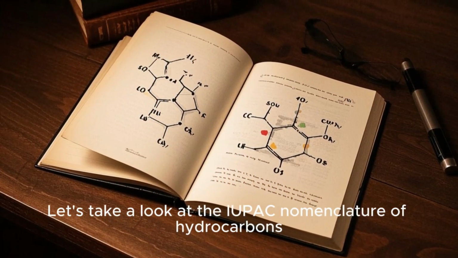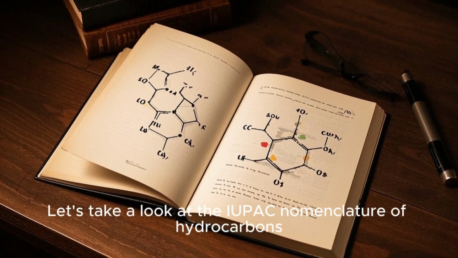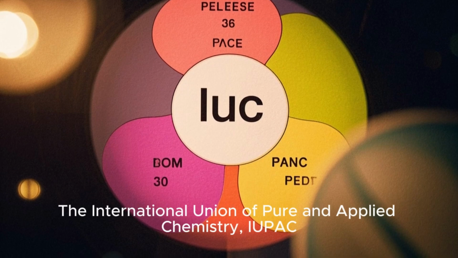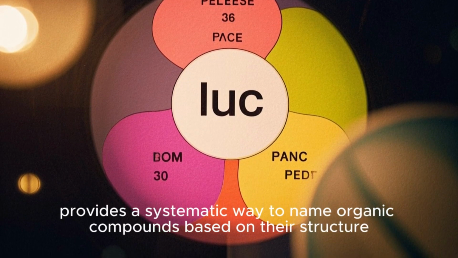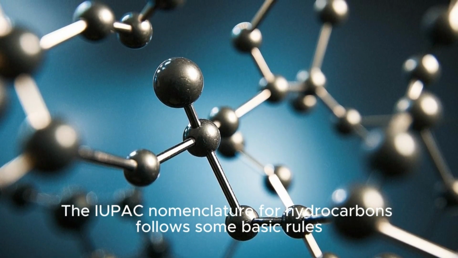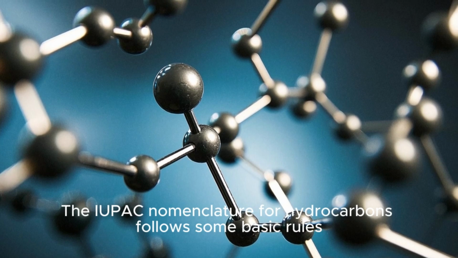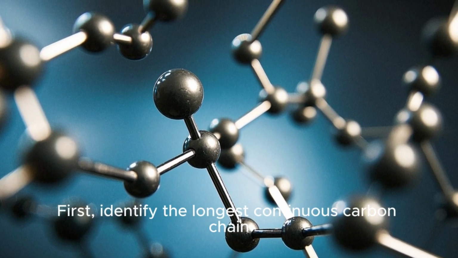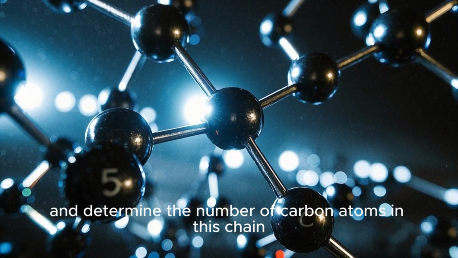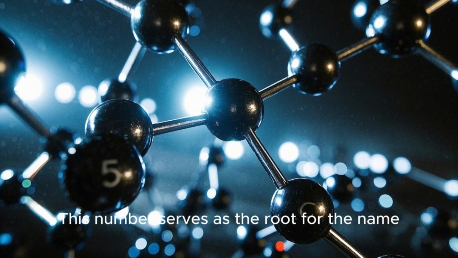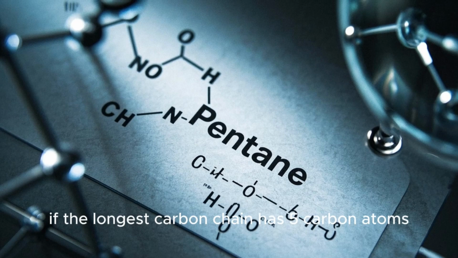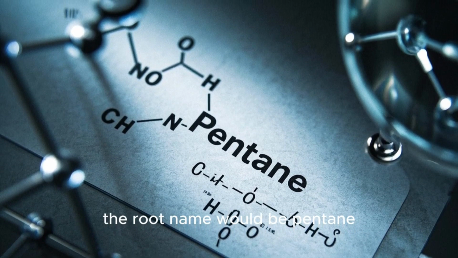Let's take a look at the IUPAC nomenclature of hydrocarbons. The International Union of Pure and Applied Chemistry, IUPAC, provides a systematic way to name organic compounds based on their structure. The IUPAC nomenclature for hydrocarbons follows some basic rules. First, identify the longest continuous carbon chain and determine the number of carbon atoms in this chain. This number serves as the root for the name. For example, if the longest carbon chain has 5 carbon atoms, the root name would be pentane.